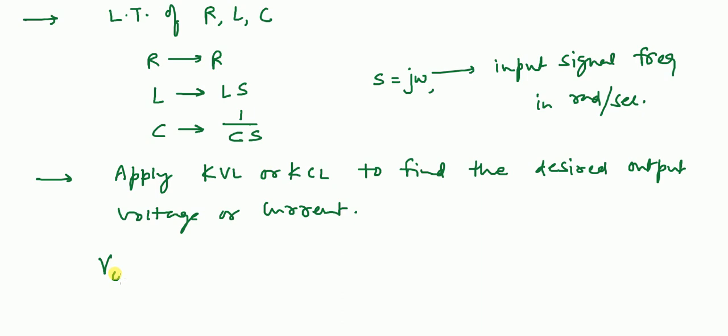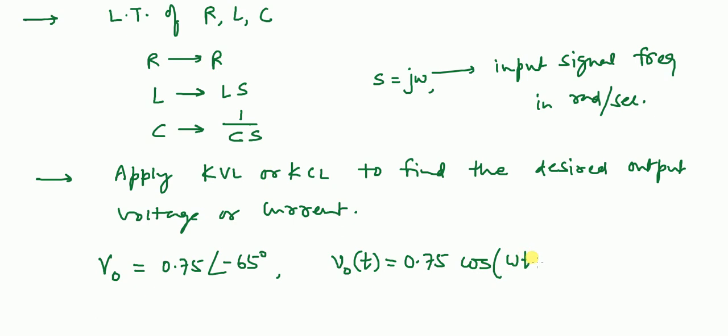Now suppose output voltage is say 0.75 at an angle minus 65 degree. Then the output voltage in time domain will be 0.75 cos(omega t minus 65 degree), and this will be the desired sinusoidal steady state response of circuit. Now let's see few examples.